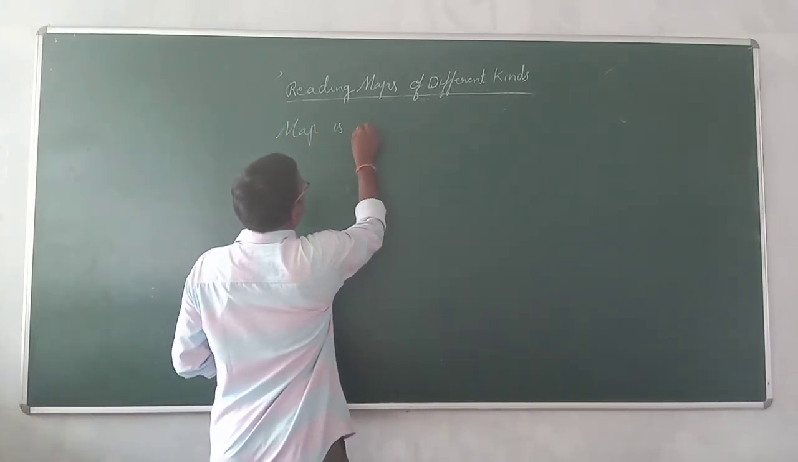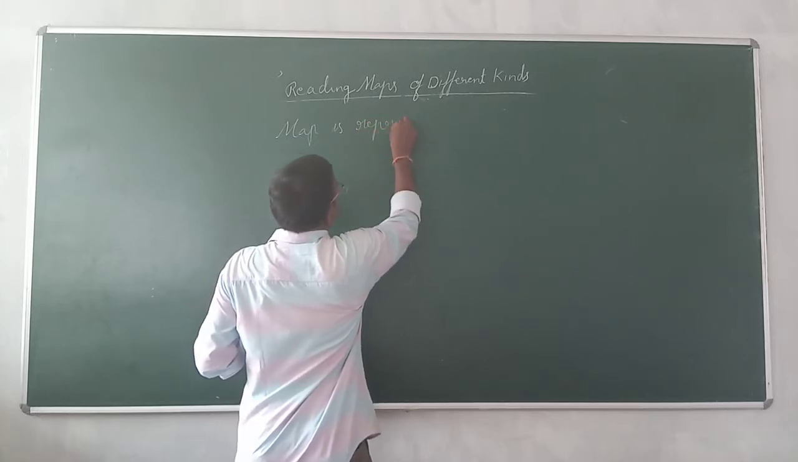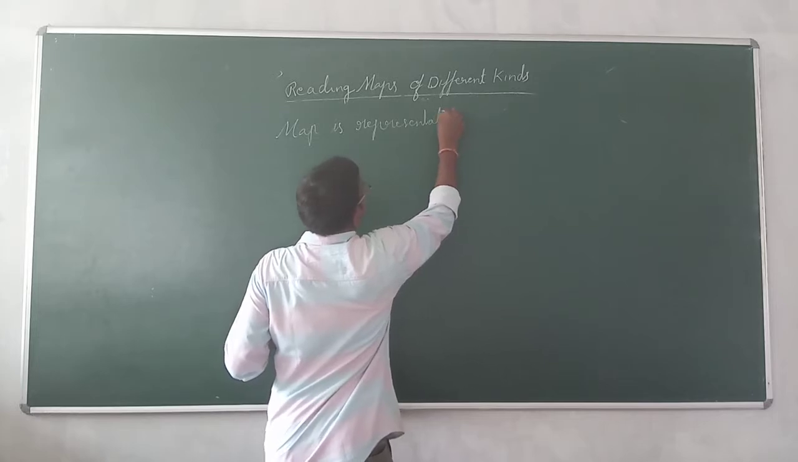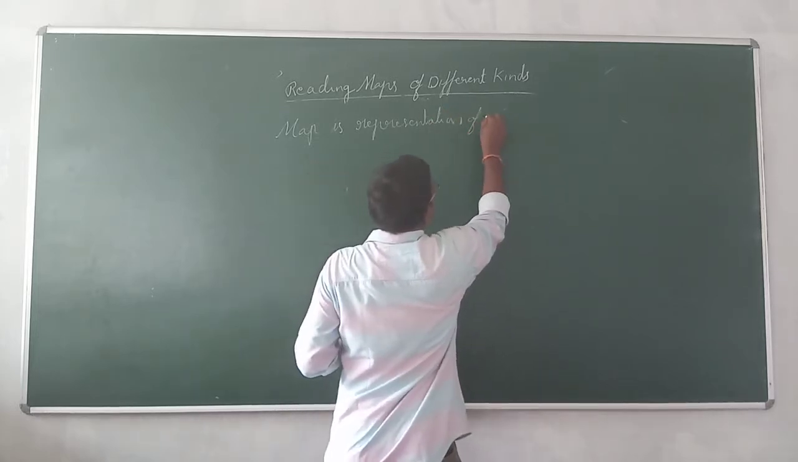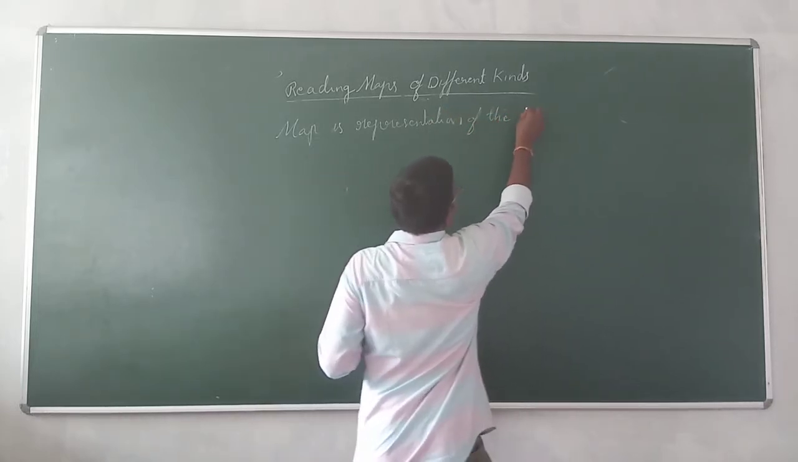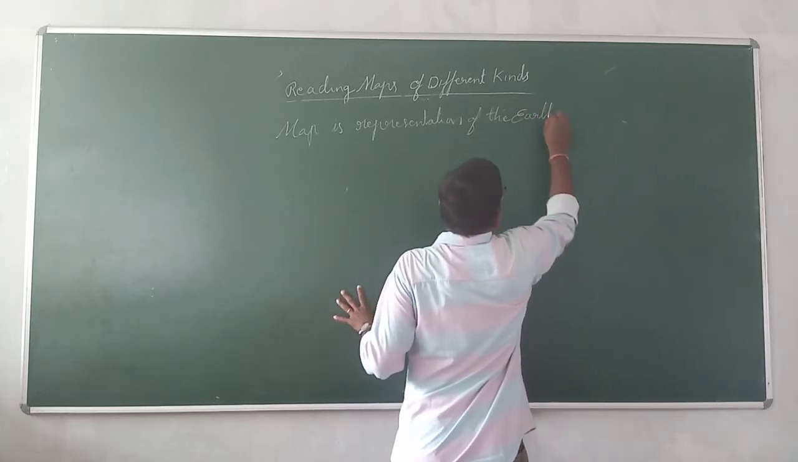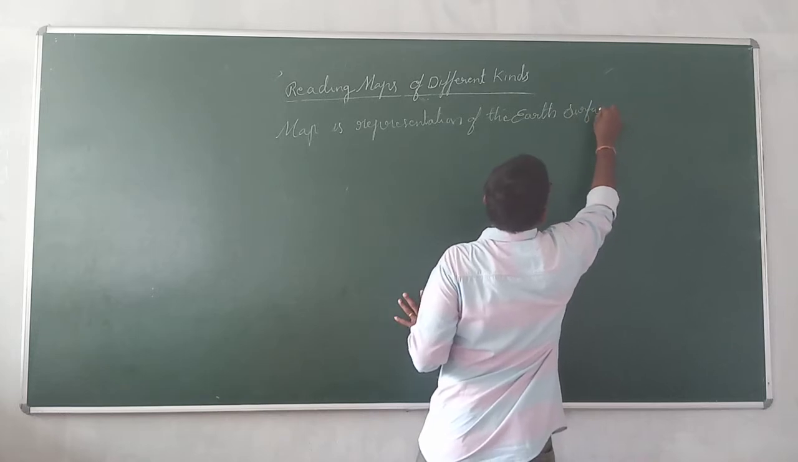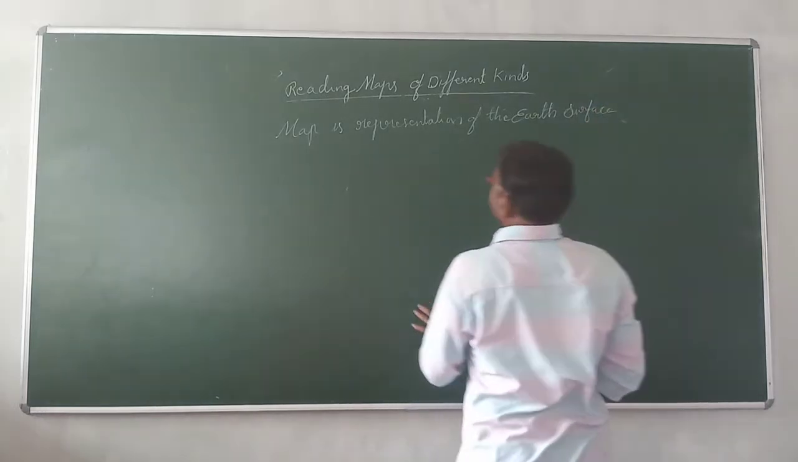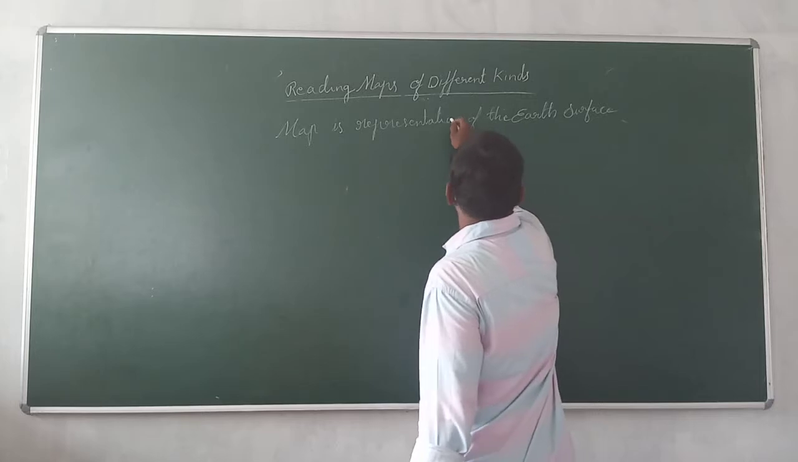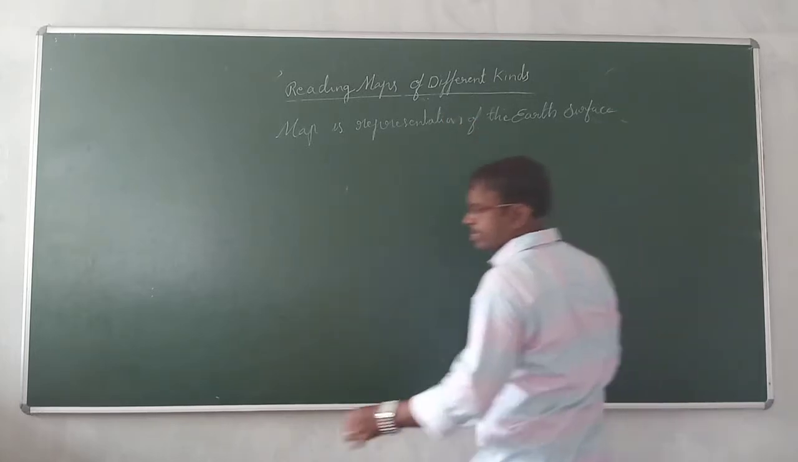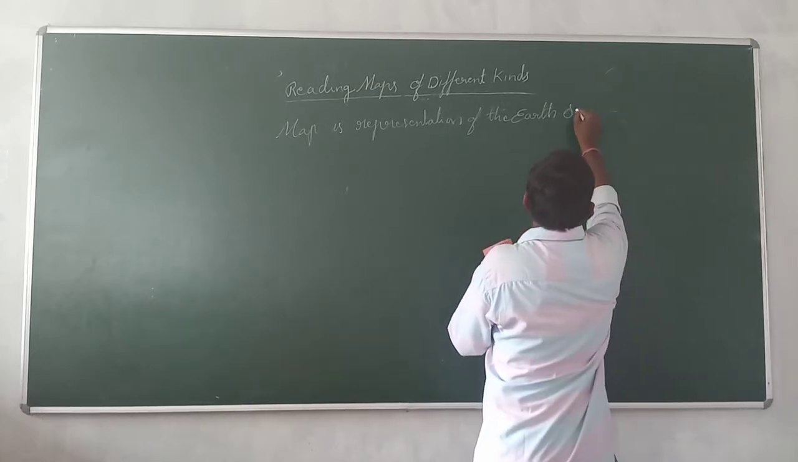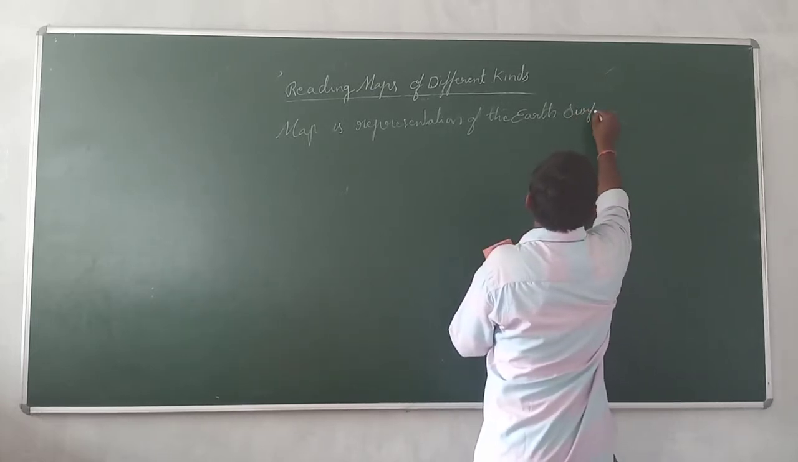Map is a representation of the earth's surface. This we have discussed, and we know about maps.